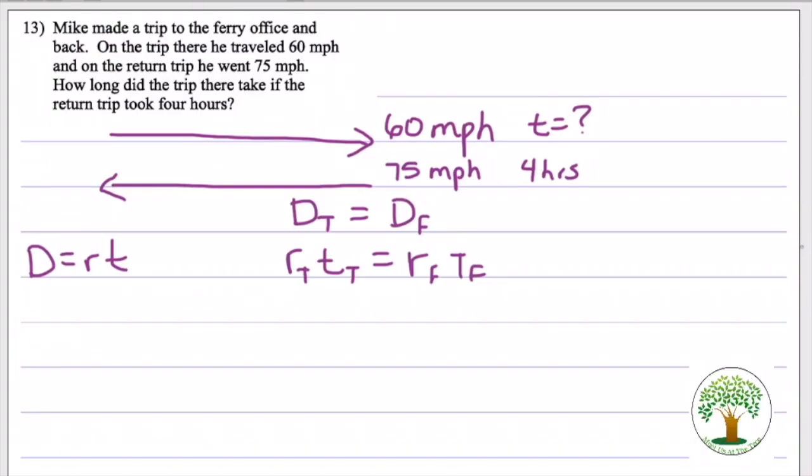We know 3 of those 4 letters in that equation. Do we know the rate to the office? Yeah, 60. I'm not going to write the units at this point. Do we know the time to the office? No, we're going to call it T. You don't have to put the dot there if you don't want to. Do we know the rate from the office? Yes, 75, correct? Do we know the time from the office? 4. Now it's just algebra. I'm going to let you figure it out. I'm going to work it, and you're going to work it, and we're going to come together at the end and see if we get the same thing.